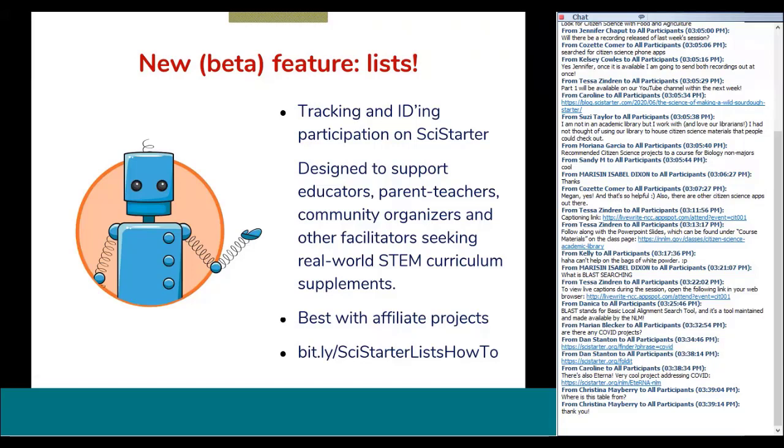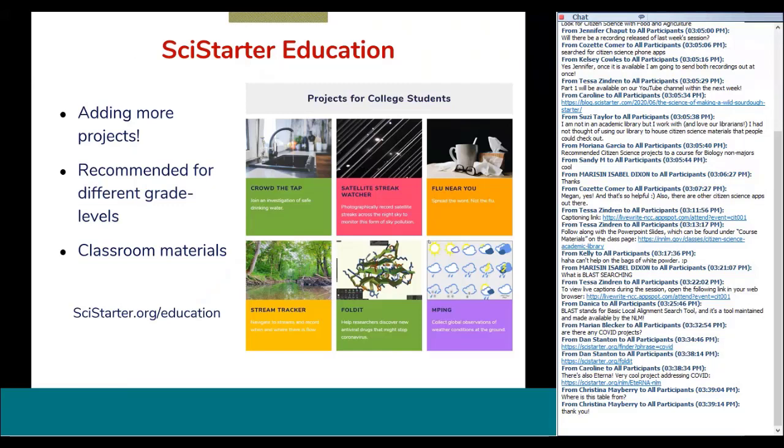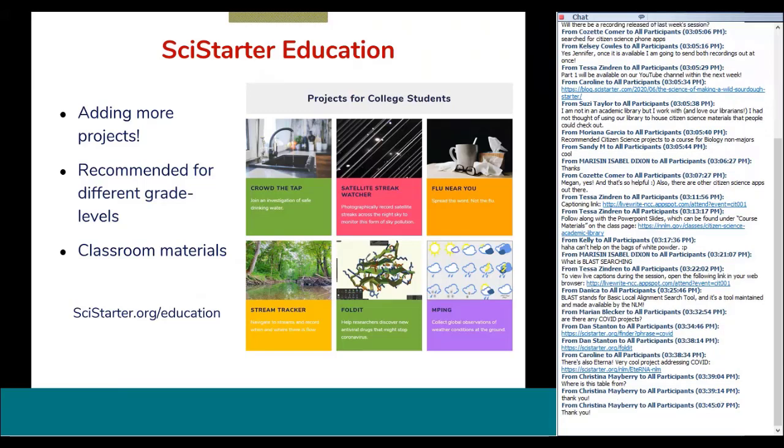So next slide. Yeah, so we also have a SciStarter Education page, which we also made to address our new normal, what's going on in the world. It's the SciStarter Education page. These are projects that we picked out. We had our education advisors pick them because they either have classroom materials or are particularly good for a different grade level. So you can find some projects for college students on that page, SciStarter.org/education, that we think would be a really good fit for your academic library environment. So let's go to the next slide.